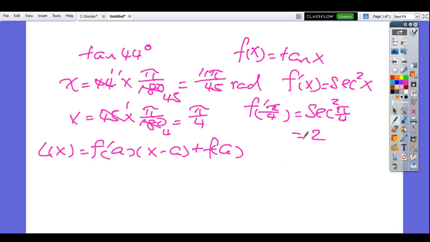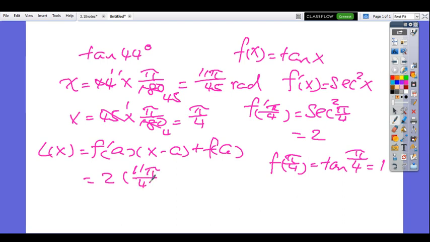And also let's find out what f of a is. So f of pi over 4, tangent of pi over 4, is just 1. Okay, so plug in the numbers. f prime of a, so we do have 2 times x minus a. So x, which is 44 in terms of radians, is 11 pi over 45, minus pi over 4. Again, we're using radian for this. And then f of a, what's f of a here? f of pi over 4 is 1, so plus 1.